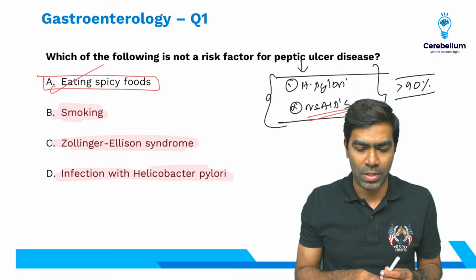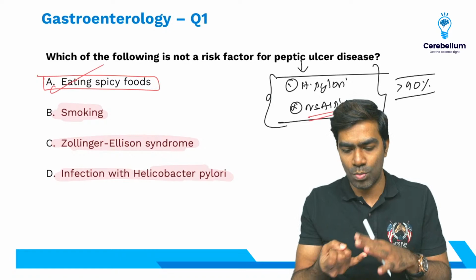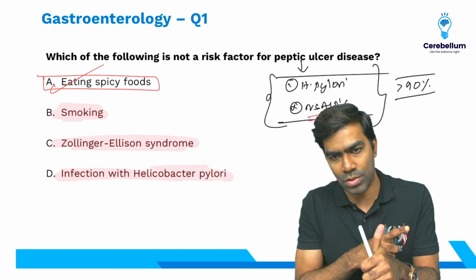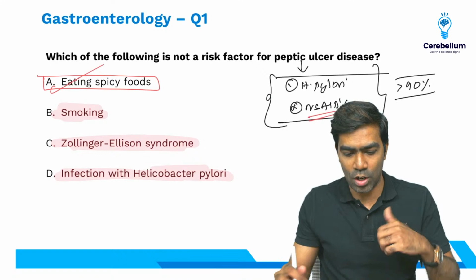Yes, mastocytosis. So whatever I told: smoking, alcohol, stress, Crohn's disease, viral infections, steroids, bisphosphonates, Zollinger-Ellison syndrome, myeloproliferative disorders like polycythemia vera, systemic mastocytosis. Even gastric cancer is a risk factor for peptic ulcer disease. But definitely not eating spicy foods. Okay, cool. Let us move on to the next question.